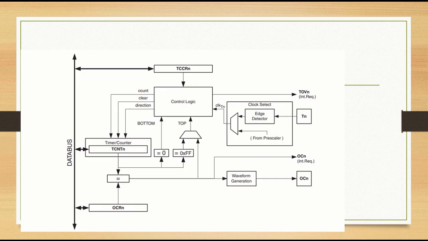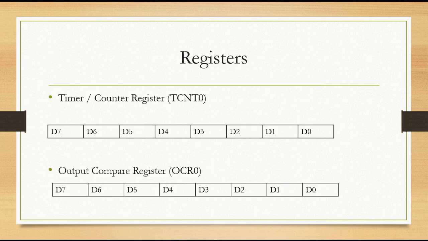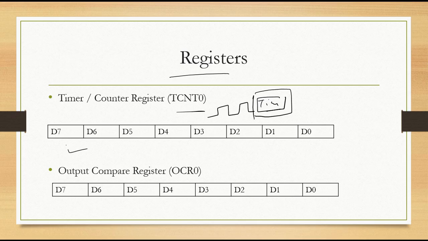This is the internal structure of the timer counter module. It has different registers, different clock options. Now let's understand the different registers of the timer counter module. So the first one is TCNT0. The TCNT0 is an 8-bit register which is used to store the count value. So if we have this timer and we are providing some clock pulse, so the counting information, number of counts are stored in this register.